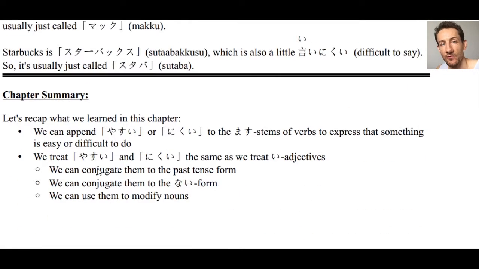So basically, before we finish, we'll go over what we learned. We learned that we can append yasui or nikui to the masu stem of a type 1, type 2, or type 3 verb to express that something is easy or difficult to do. And we can treat verbs with yasui or nikui much the same way as we treat i adjectives. So we can conjugate them to the past tense form, the nai form, use them to modify nouns, the negative past tense form. So everything we learned about i adjectives can be applied here. So be sure to review that lesson as well. But that's going to do it for today.